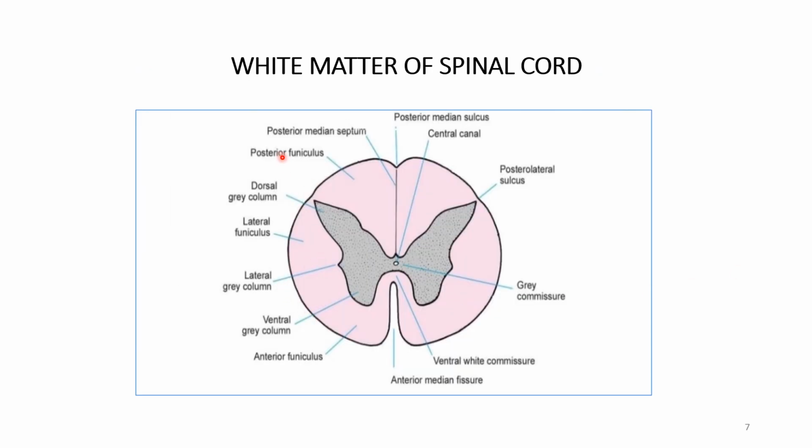Then coming to the white matter of the spinal cord, it is divided by the H-shaped gray matter. How is it divided? Into the ventral white commissure and posterior median septum, and it has lateral funiculus, anterior funiculus and posterior funiculus. So the H-shaped gray matter divides the white matter into anterior funiculus, lateral funiculus and posterior funiculus. Anteriorly, this white matter is connected with the ventral white commissure.